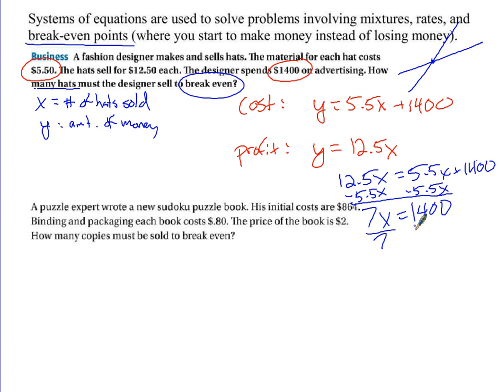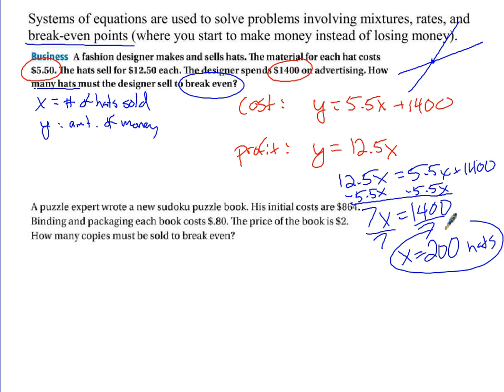All right, solving for x, what do we do? Divide both sides by 7, and we get x equals 200. What? 200 hats. Remember, x is the number of hats sold. Really nice that we wrote that down, because now we remember that we're not talking about dollars here. We're talking about hats. And the problem asked for how many hats I have to sell to break even. Well, the answer is 200. I got my answer already.